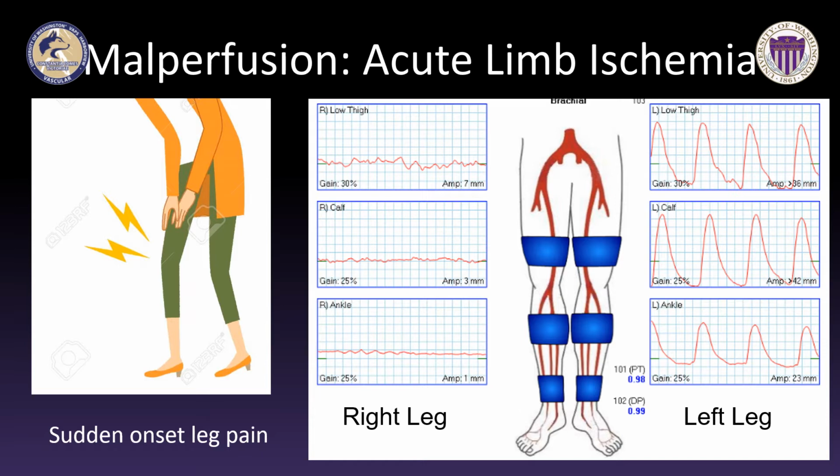And this picture on the right hand side is a picture of somebody's waveforms, meaning we're measuring the waveforms in their arteries to see if they have blood flow. And you can see that clearly the right leg is different than the left leg in terms of the lack of blood flow, or the flattened line. So this person has acute limb ischemia.